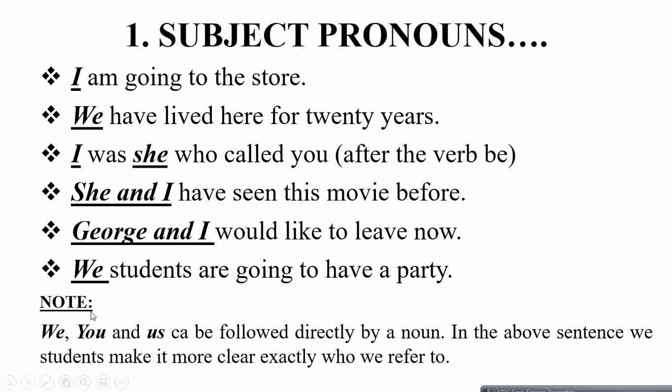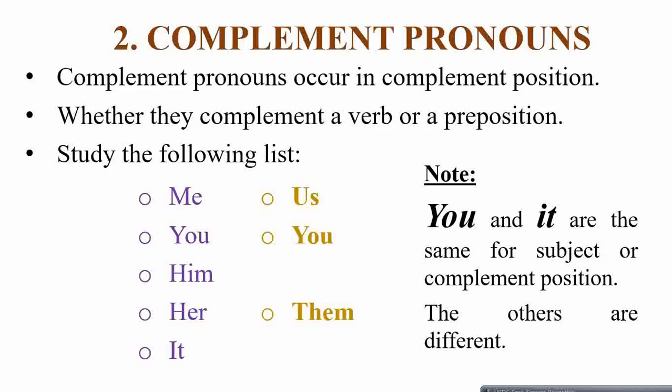एक चीज़ आप और नोट करें कि we, you and us can be followed directly by a noun. In the above sentences, we students make it more clear exactly who we refer to. आपके पास we, you and us को हम directly भी use करते हैं by a noun, after a noun. और इस example में जिसमें हमने कहा है कि we students are going to have a party, so this we itself exactly आपको refer कर रहा है कि who are we referring to, we are referring straight to the students.